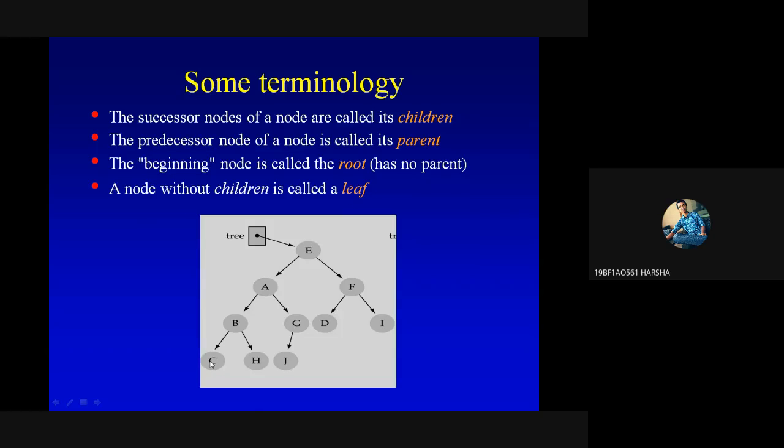The next one: a node without children is called a leaf node. For C, there are no successor nodes, so there are no children. So this is called a leaf node. If there is no successor node, then we call it a leaf node. H also has no successor node, so H is a leaf node. J is also a leaf node, and I, D, all of these are leaf nodes.